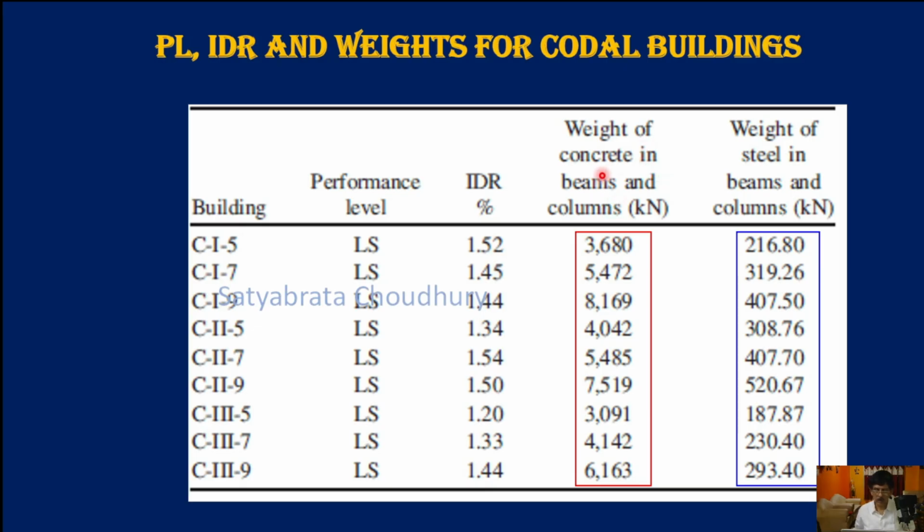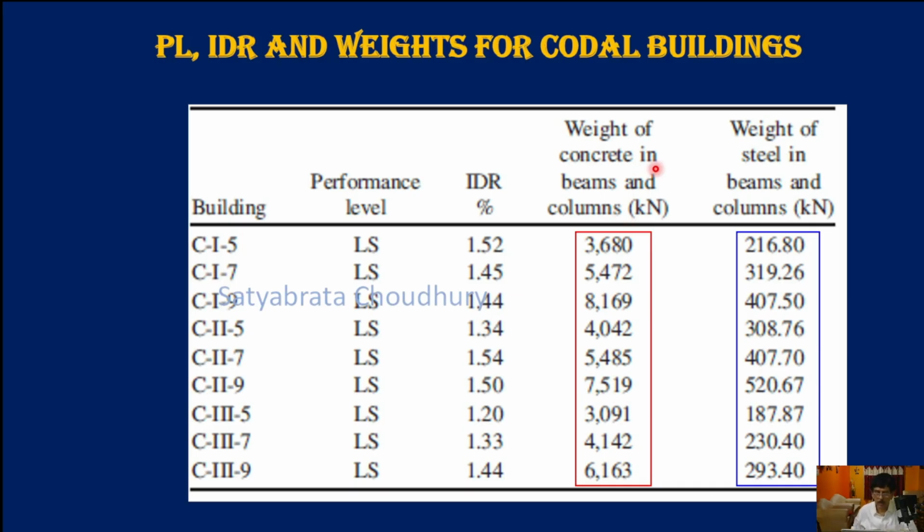And we have taken the weight of the concrete in beams and columns. For the two series of buildings, Codal building and UPBD building, we have considered the slab is the same. The weight in the slab is also the same. The infill weights are the same. The foundation system is rigid and the same. So the only difference that is made in the material is in the concrete beam and column.